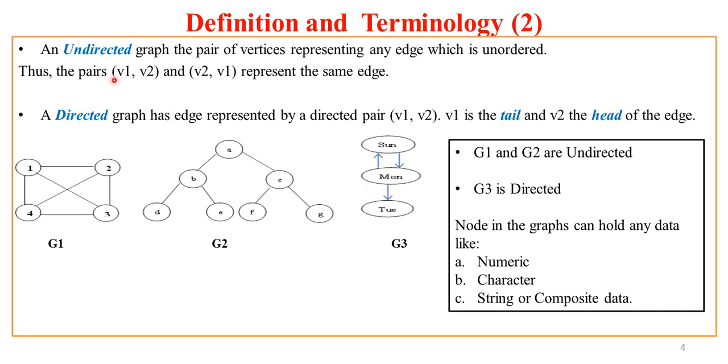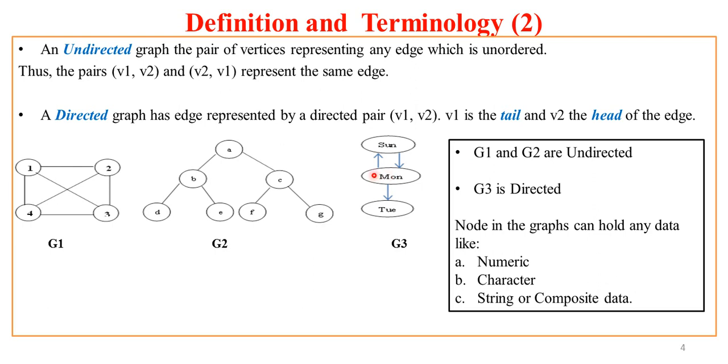Now the undirected graph is a graph where the pair of vertices representing any edge is unordered. That is, the pair V1 V2 and V2 V1 represent the same edge. So as I told already that 1 to 2 and 2 to 1 represent the same edge, as this graph is undirected. Whereas in a directed graph, the edge is represented by a directed pair V1 V2 in such a way that V1 forms a tail and V2 forms a head of the edge.